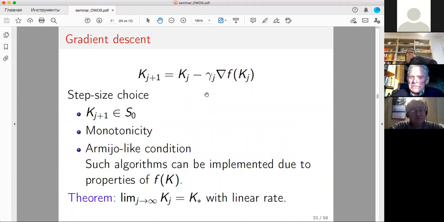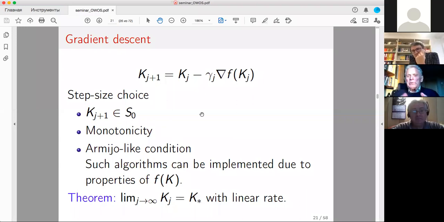Okay, first of all, what can be said is that, of course, we should pay much attention to how to choose the step size, because the next gain K should be stabilizing, first of all. Then we need monotonicity in F, and also we can require some stronger condition, Armijo-like condition. I won't go into details here, but indeed such algorithms can be implemented.